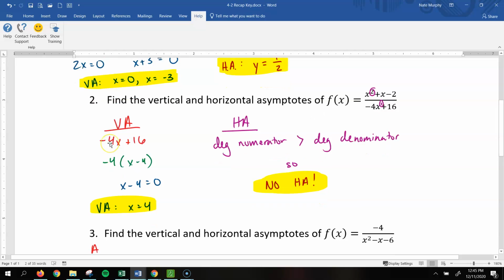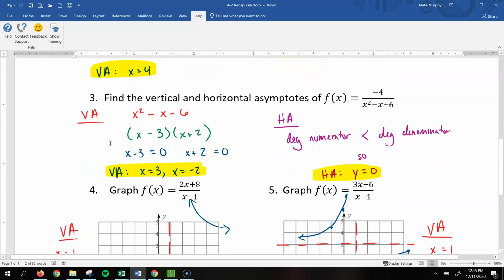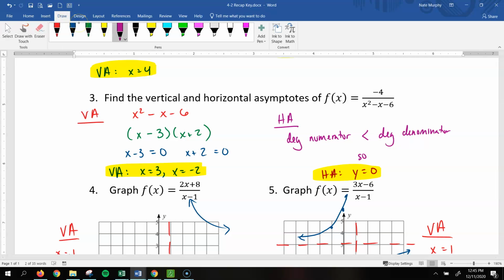All right, let's look at number 3. It says, find the vertical and horizontal asymptotes of this one. Looking at the vertical asymptote, if we start there, we get it from x squared minus x minus 6. We're going to have to factor that down. So I noticed first off that our a value here is 1.